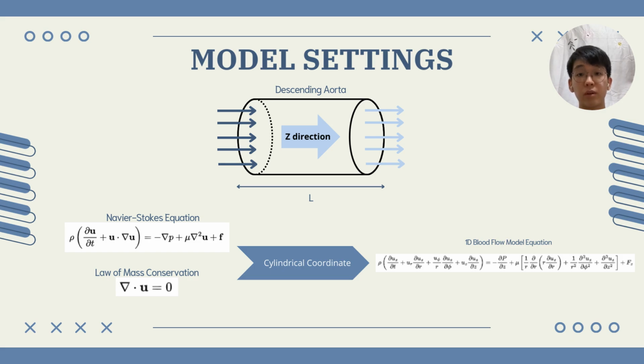Hi, my name is Owen, and I'll be discussing the model settings for our project. Since we're investigating and simulating blood flow behaviors, we are setting our model in the descending aorta, where the blood is flowing along the aorta in the Z direction.